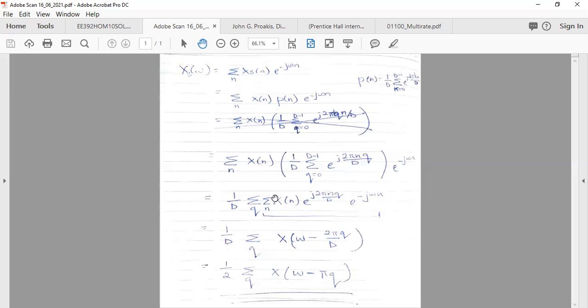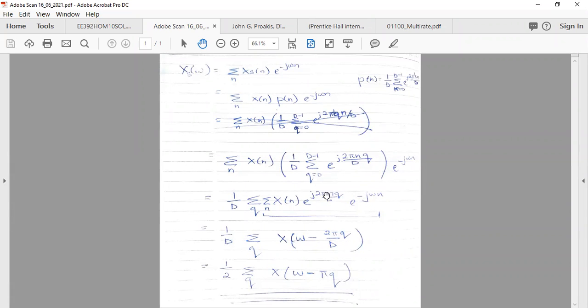Now, based on the original term, this summation was in terms of n in order to find our Fourier transform. If we take the Fourier transform of this whole equation, this x of n multiplied by e to the power of minus j omega n is basically the Fourier transform, that is X of omega. Now, multiplying these particular terms with e to the power of j 2 pi n q upon d is basically using the frequency shift property of a Fourier transform.